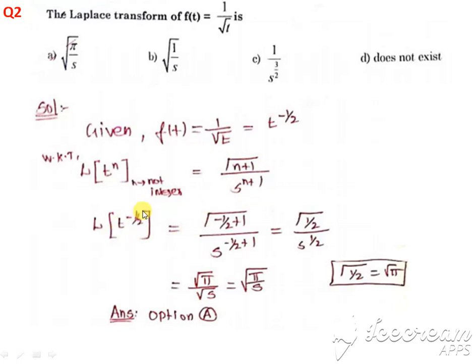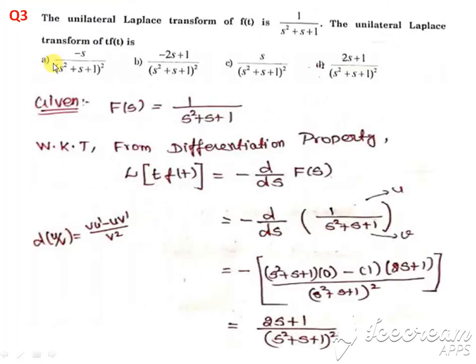So gamma function of minus 1 by 2 plus 1 divided by s power minus 1 by 2 plus 1. This value becomes 1 by 2. This value becomes s power 1 by 2. So already we know gamma function of 1 by 2 is nothing but root pi. So instead of this we replace by root pi. This can be also written as root pi by s, commonly root of pi by s. So the correct option is option A.